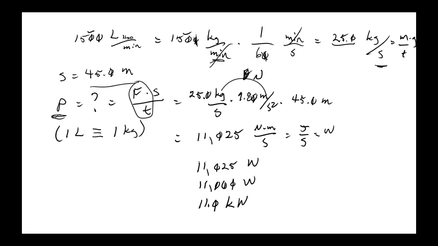Any questions? That was a little tougher because they gave it to you in liters per minute, which you needed to convert, using this down here, to mass per second, kilogram per second. We did our conversion, got it there, and then multiplied that by g, and that gave us force per second. Mass times acceleration due to gravity is force.